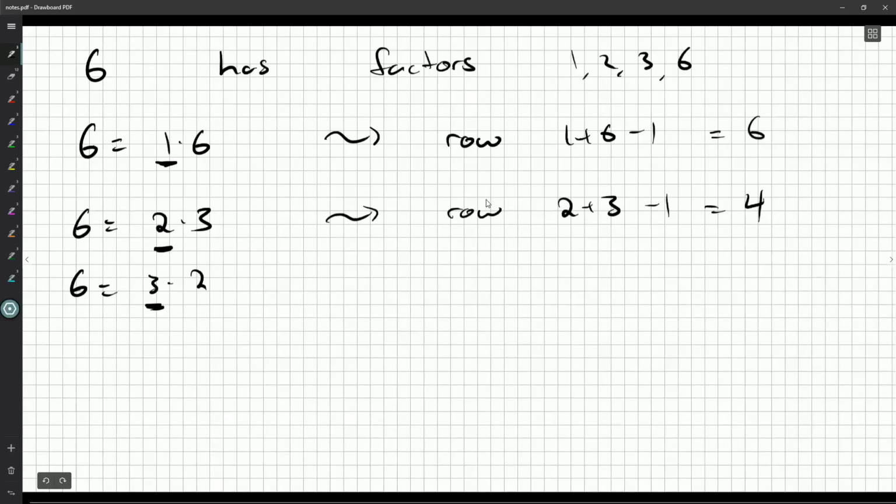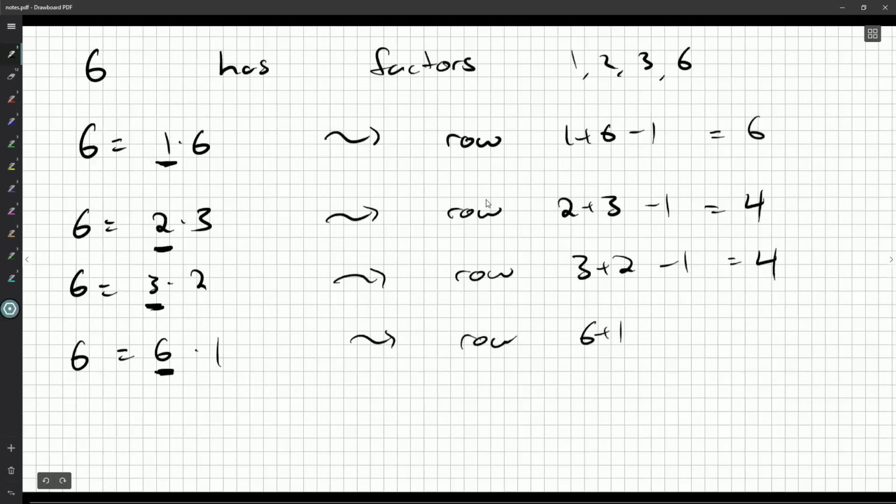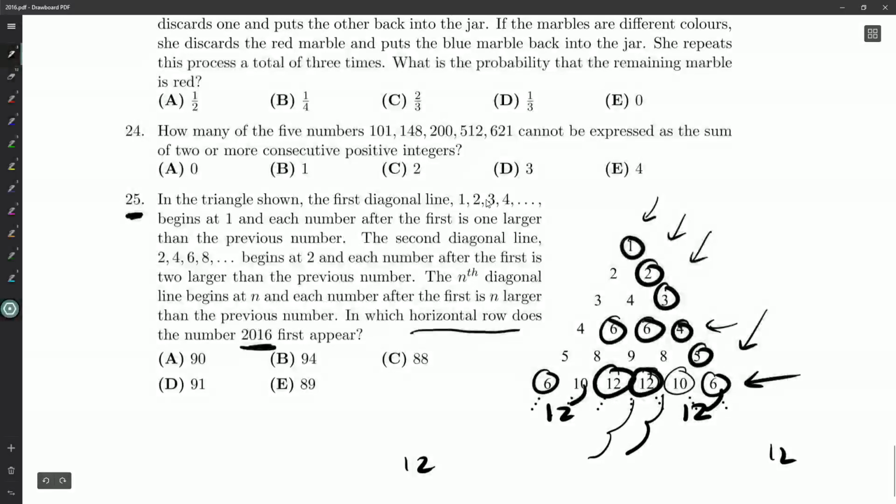6 coming from the third diagonal will be in row 3 plus 2 minus 1. Again, 4. That's why we have 2 6s in row 4. And finally, the 6 coming from the sixth diagonal will appear in row 6 plus 1 minus 1, so row 6. And if we look, we've got 2 6s in row 4, and we've got 2 6s in row 6.